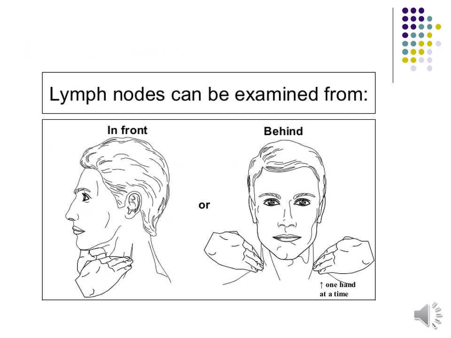Examination of lymph nodes. Starting from the neck, the examination of the neck could be done from the front or from behind. It depends on the relaxation of your hand and wrist and how comfortable you feel with feeling the lump. But usually it is better to examine the neck from behind because your hand will be in a more relaxed position.